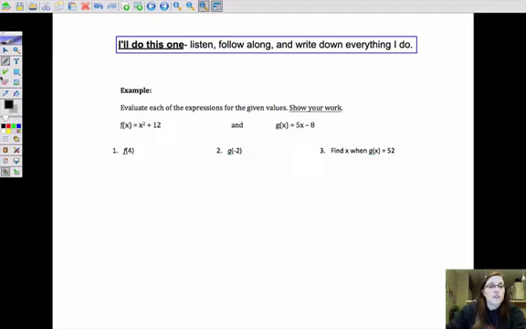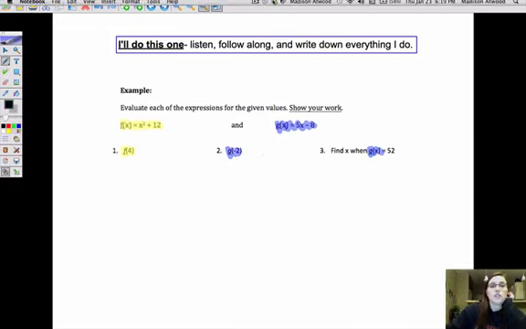So we've got two functions to start with. Right away, I've got f of x equals x squared plus 12. I'm going to look for which ones are asking me to use the function f of x, and I see only this one is asking me to use that. And then I see the function g of x, and I see that these two are asking me to use g of x. That way I know which functions to use.